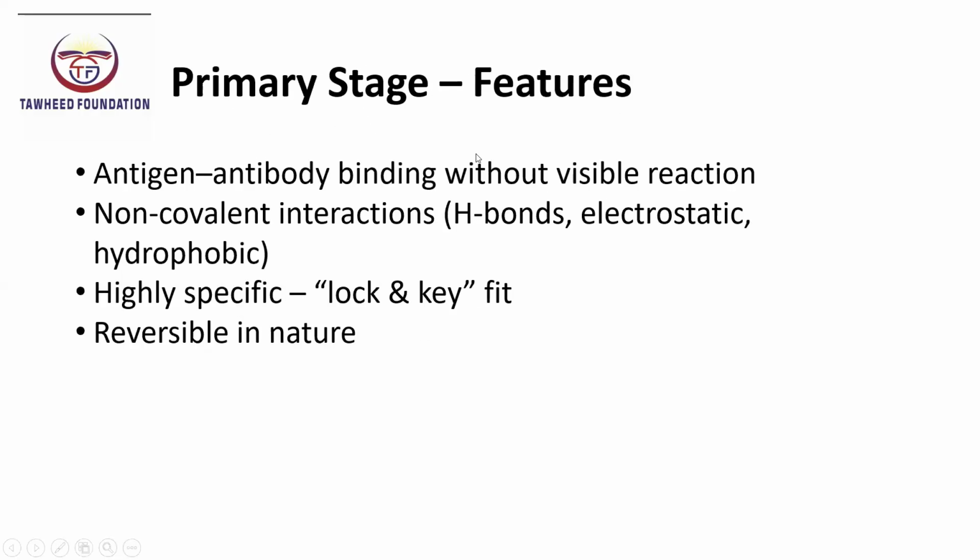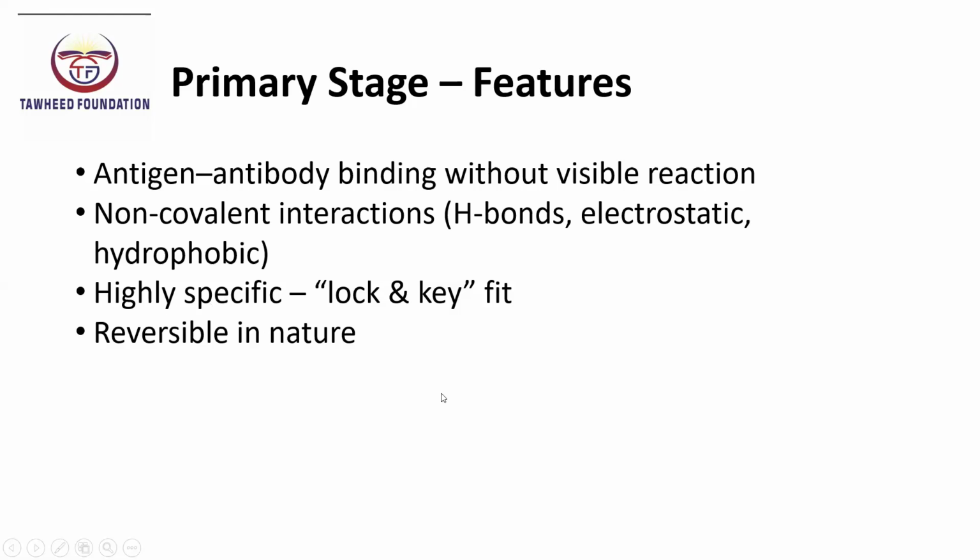Primary stage and its features. The primary stage is the initial and invisible part of the antigen antibody reaction. Here, the antigen and antibody come close enough to form non covalent bonds like hydrogen bonds, electrostatic bonds, and hydrophobic interactions. These forces allow reversible binding between the two molecules. This binding is extremely specific. The paratope of an antibody fits exactly to the antigen's epitope, much like a lock fits a key. Even a slight change in the structure of the antigen can prevent binding.